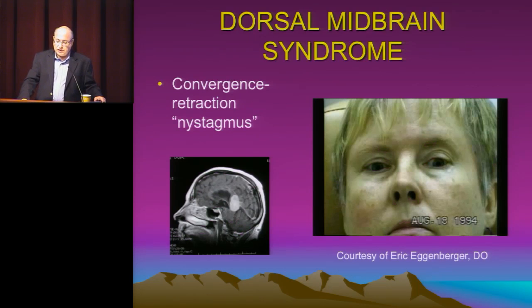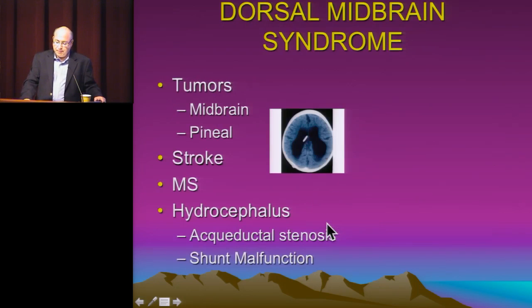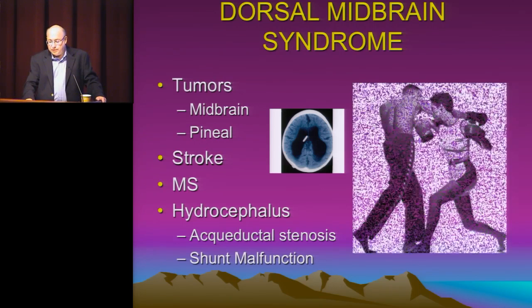So here's a patient with a dorsal midbrain syndrome from a hemorrhage and has convergence retraction nystagmus as well. The dorsal midbrain syndrome is seen with tumors in the midbrain or pineal region, stroke, MS, hydrocephalus with aqueductal stenosis, for instance, and also shunt malfunction. So anything that can put pressure on the upper midbrain, and if it's hydrocephalus, it's because of the third ventricle getting enlarged and pressing on that area that gives you the dorsal midbrain syndrome.